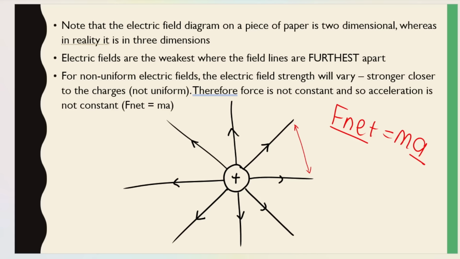Another important thing to understand is that electric fields are the weakest where the field lines are the furthest apart. So here you can see the field lines are the furthest apart over here on the diagram, as opposed to, say, for example, over here. So let's label this A and label this B. At which point, A or B, is the electric field the strongest? You will say A because the electric field lines are closer together.